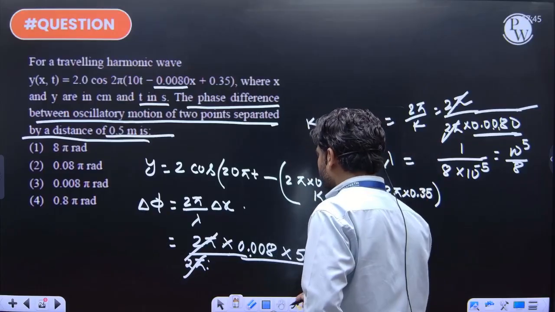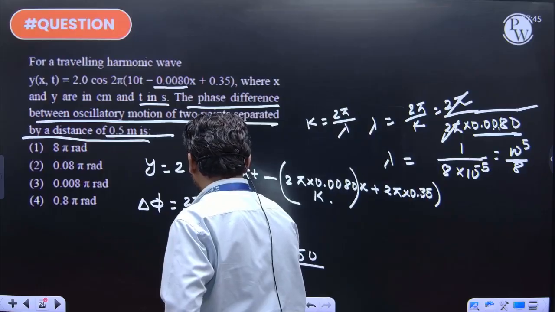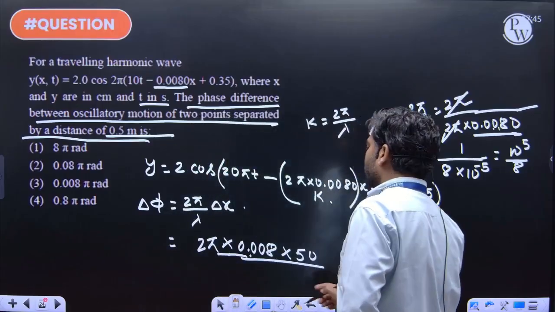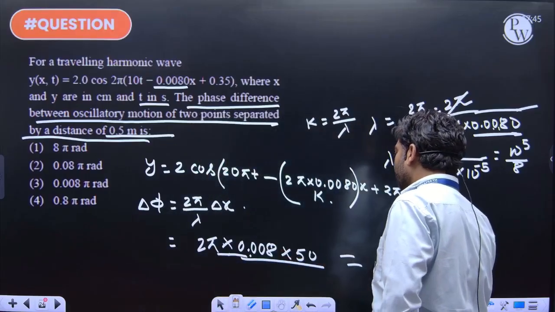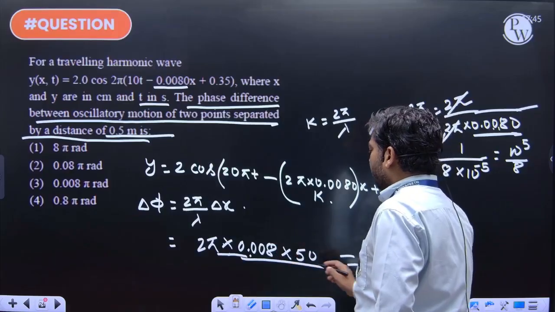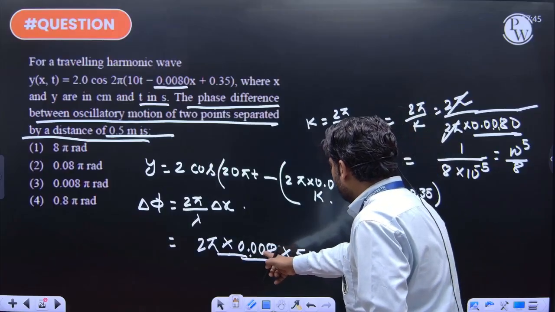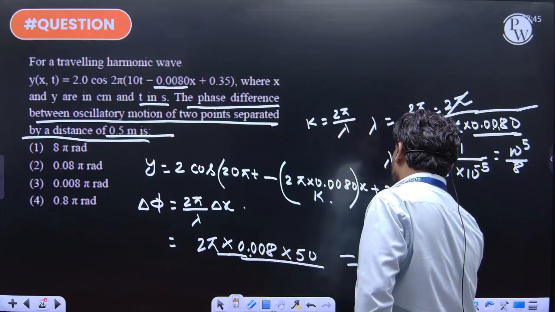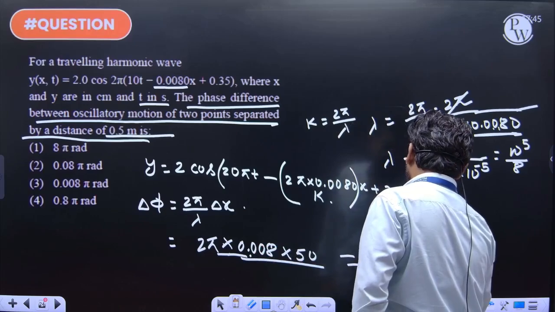2 pi, so 2 pi is not here. So 2 pi into 0.008 into 50. So how much are you going to get? 50 into 200, so 100 it will multiply here. So the decimal point will shift. So you are going to get 0.8 pi radian.